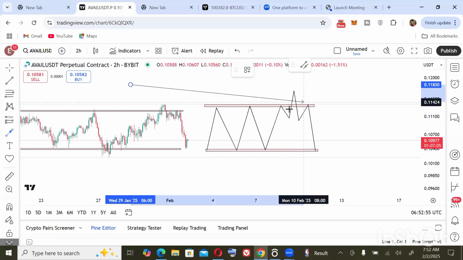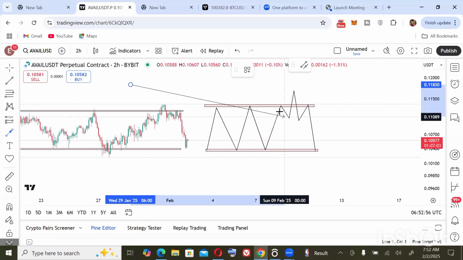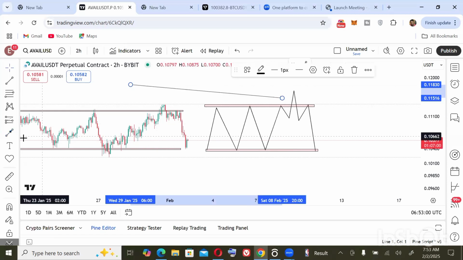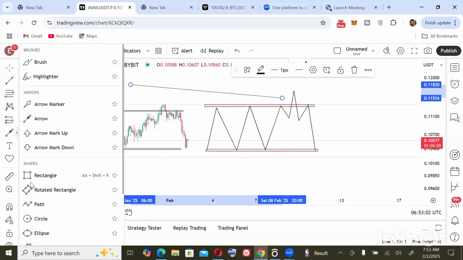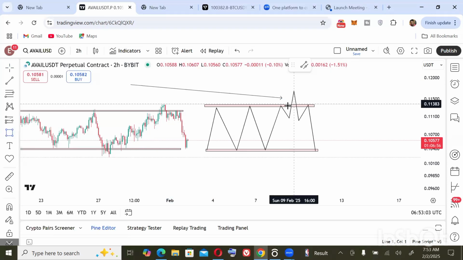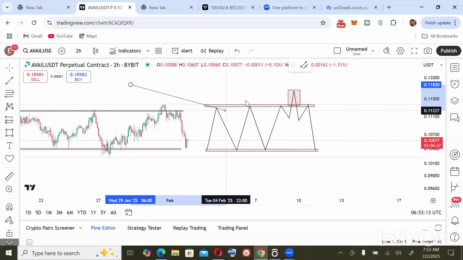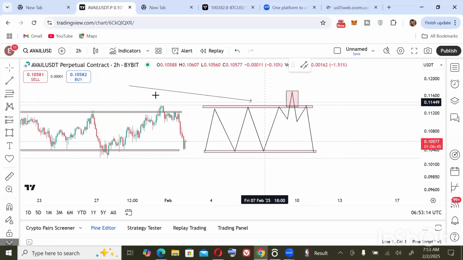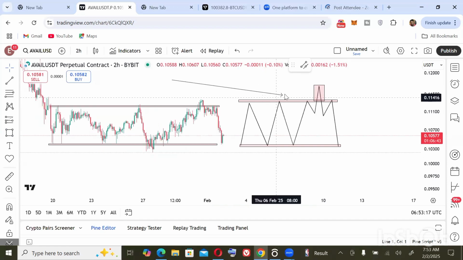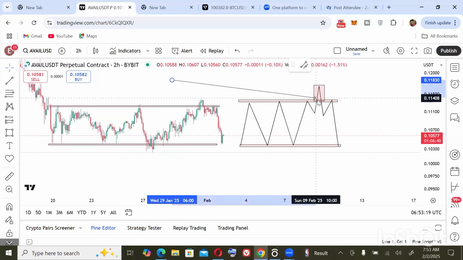Now, at the point where we get a fake out, let me illustrate this better. At the point where we get this fake out, retailers are buying the breakout out of the range, right? But practically, it is not an actual breakout. It is a fake out. It is not a real breakout.